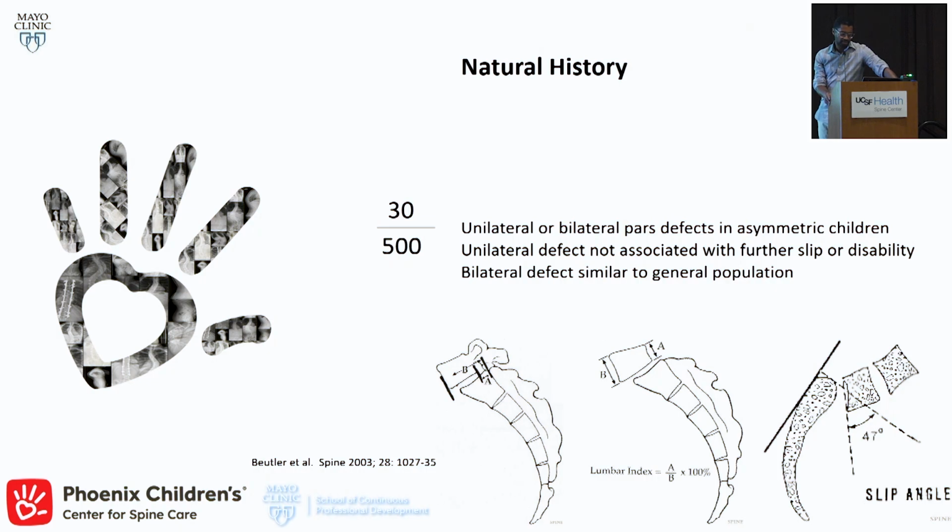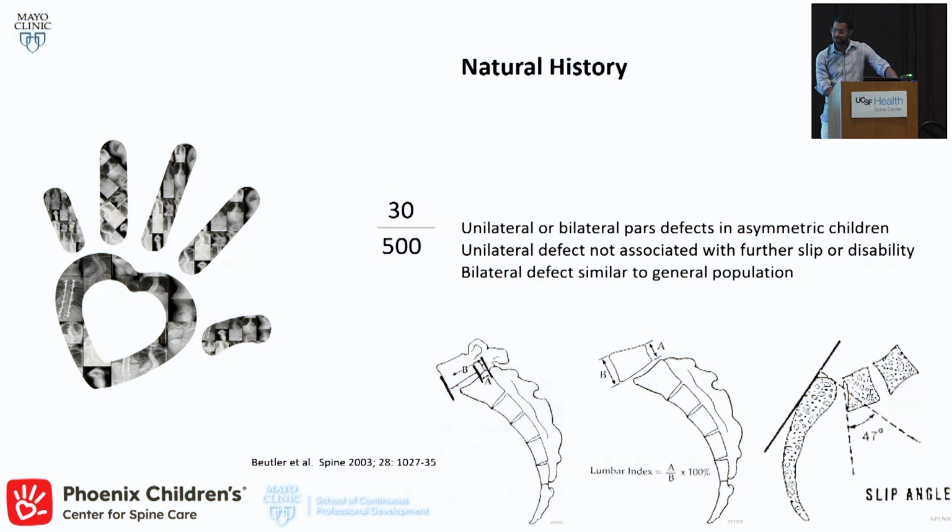The unilateral and bilateral pars defects in these asymptomatic children were assessed using plain film radiographs, and the unilateral defects were found not to have a significant progression after they followed these individuals over the years throughout their grade school and into their adult lives. But they did notice that the bilateral defects in the pars tend to have some form of progression relative to the general population.